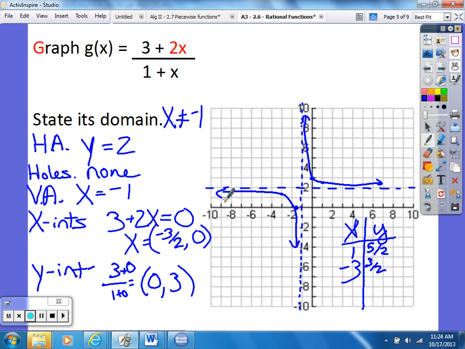How do you feel with that? Oh, on the top I have 1, 5 halves. And I have 0, 3. Good question. You get 1? So that would also work, right? Oh, if I plug in -2? Yep.